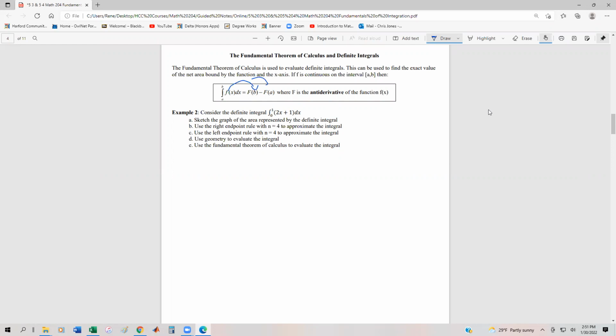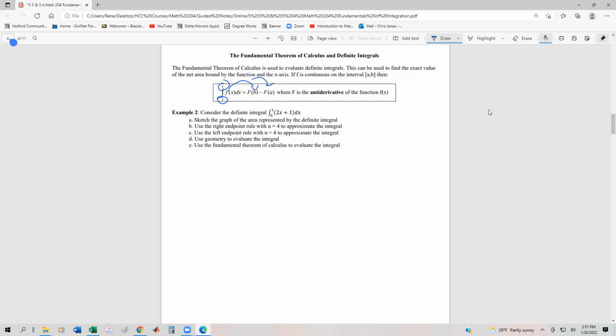we're going to find the antiderivative. We're going to substitute the upper bound, substitute the lower bound, and subtract. Okay, so that's what the fundamental theorem of calculus says. And so what we're going to find is that in a lot of cases, it's much easier to use the fundamental theorem of calculus than it is to use the right-hand endpoint, the left-hand endpoint, and also geometry, to evaluate.